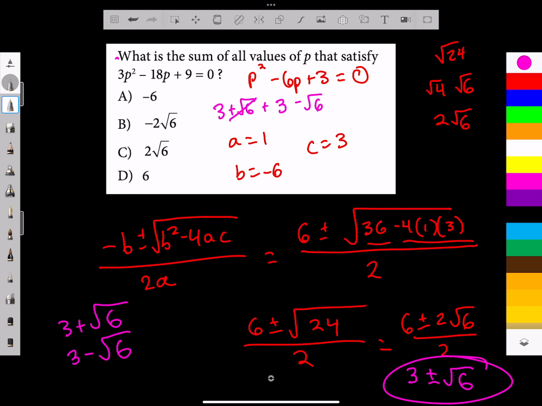The positive root 6 and the negative root 6 cancel, and we just get 6 as our answer. So that is method number 1.